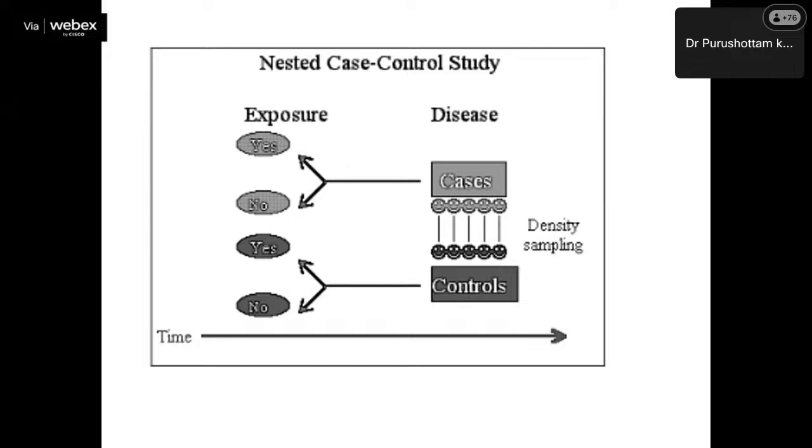But here is the point. When you are selecting 5 cases, for that you are selecting 5 controls, but that control is also eligible for becoming the case. If that control gains the disease, then that control becomes a case now. So a crisscross, the control is moving towards the case. So a net-like appearance appears. That's why it is called nested case control and density sampling. So this is actually the design of the nested case control study.